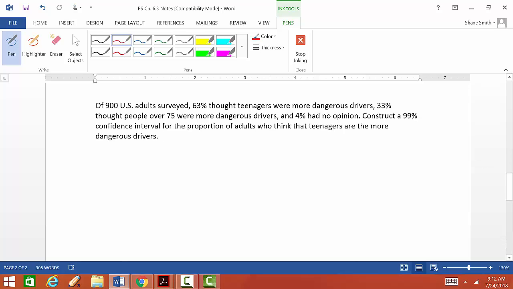So this one, a slightly different problem about teenage drivers versus senior drivers and which is more dangerous. So it says of 900 U.S. adults surveyed, 63% thought teenagers were more dangerous drivers, 33% thought people over 75 were more dangerous drivers, and 4% had no opinion. Construct a 99% confidence interval for the proportion of adults who think that teenagers are the more dangerous drivers.